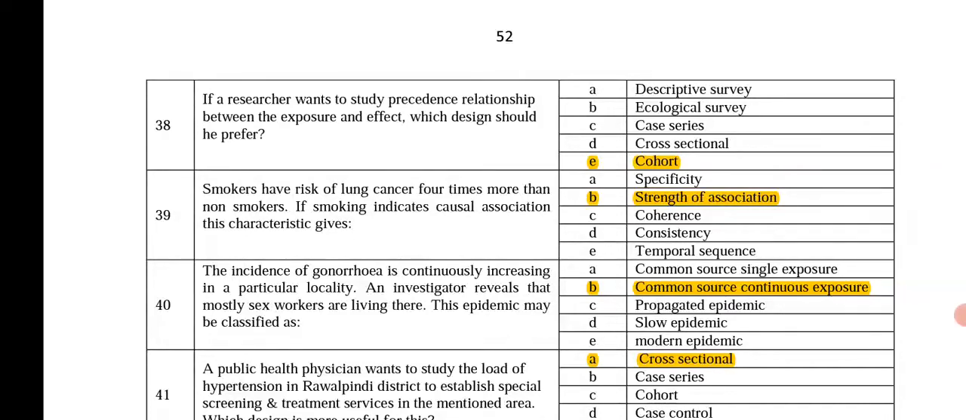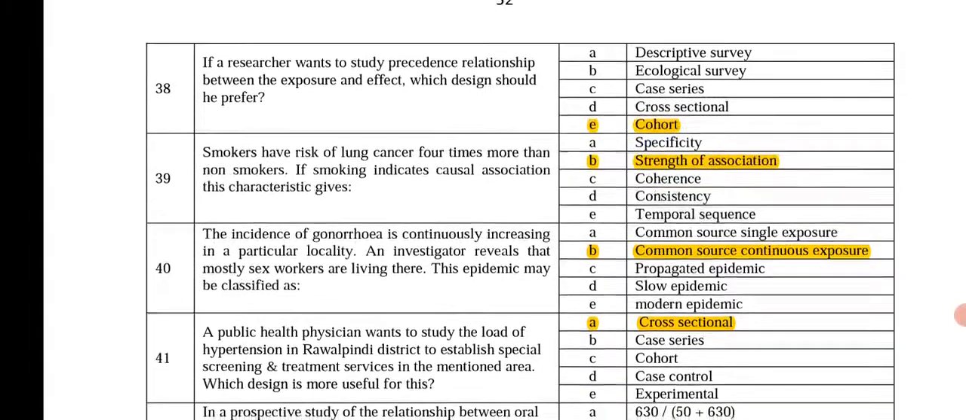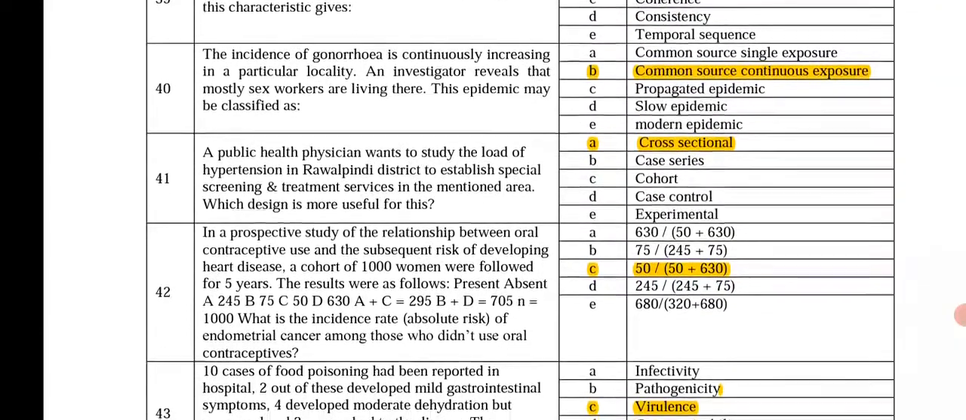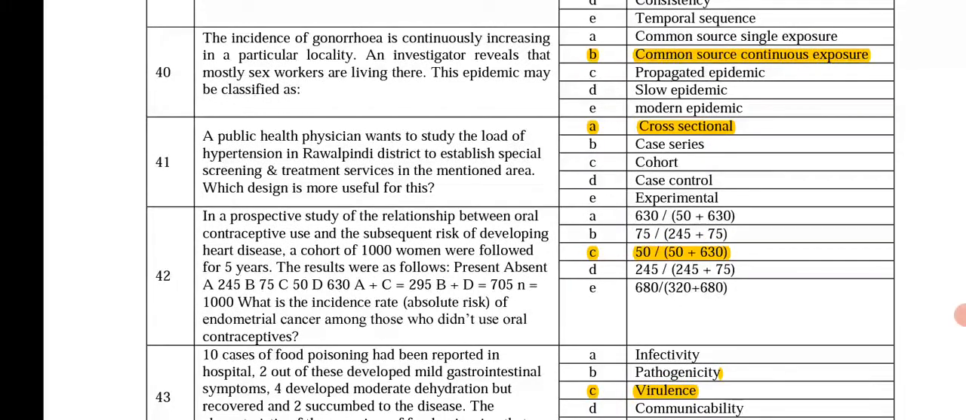The incidence of gonorrhea is continuously increasing in a particular locality. An investigator reveals that more sex workers are living there. This epidemic may be classified as common source continuous exposure. A public health physician wants to study the load of hypertension in Rawalpindi district to establish special screening and treatment services in the mentioned area. Which design is more useful? Cross-sectional.